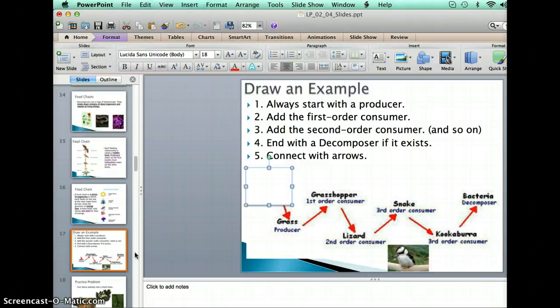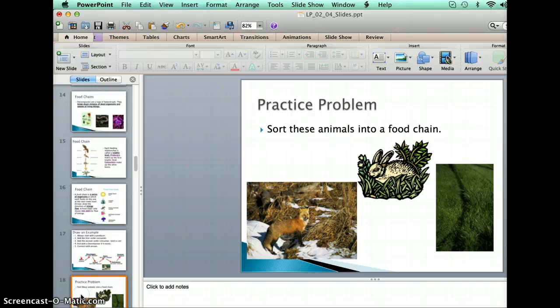Okay, you can pause this video if you want to finish drawing that, but we're going to move on to a few practice questions together. Alright, so in the box on your notes, you're going to sort these animals into a food chain. Think about what needs to go first and what would go last. Take about 30 more seconds.